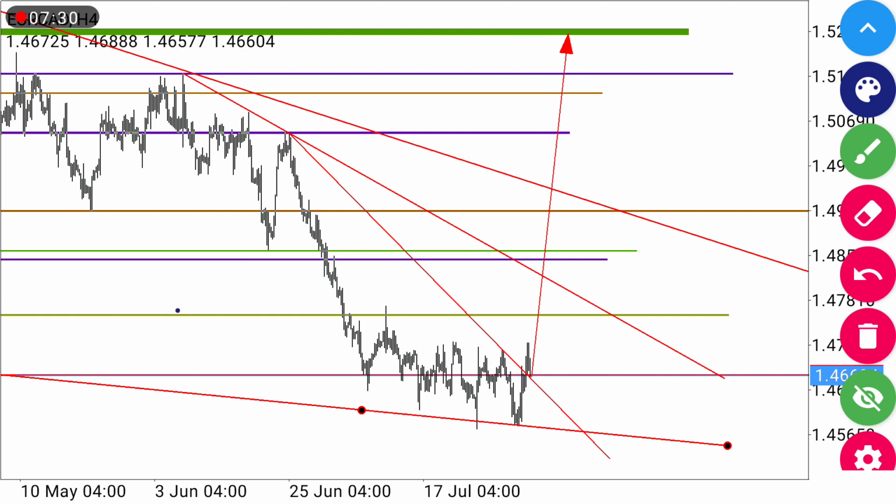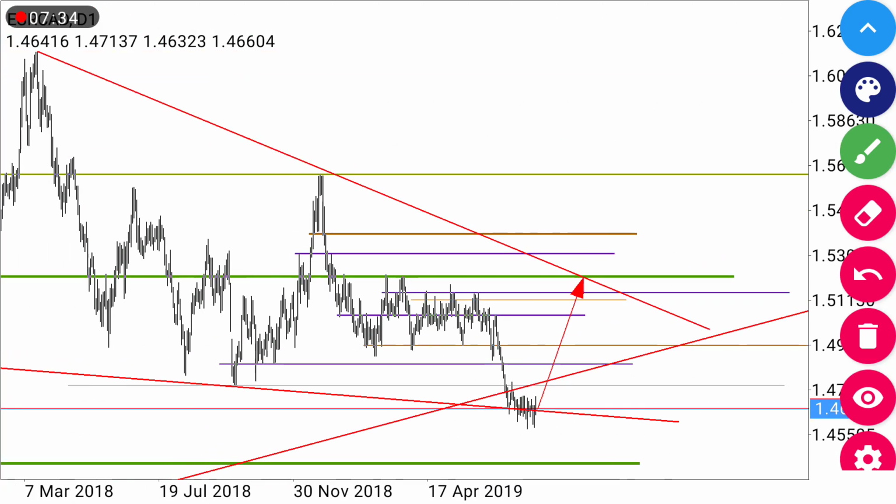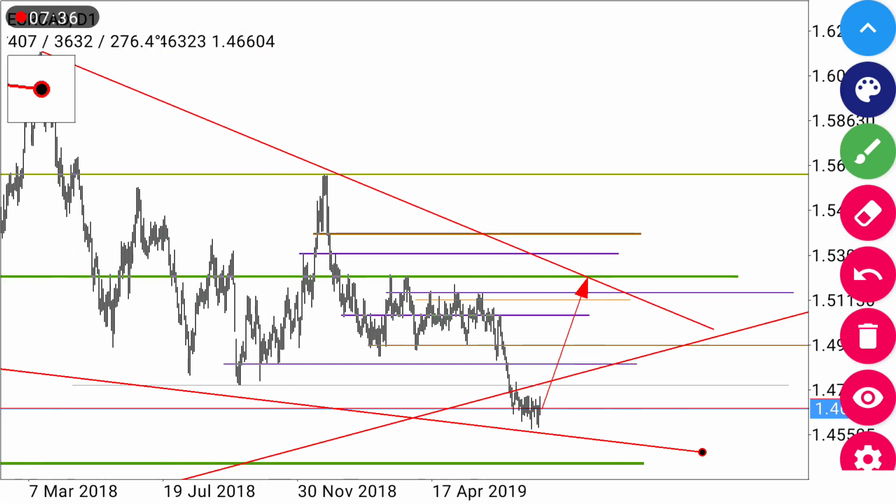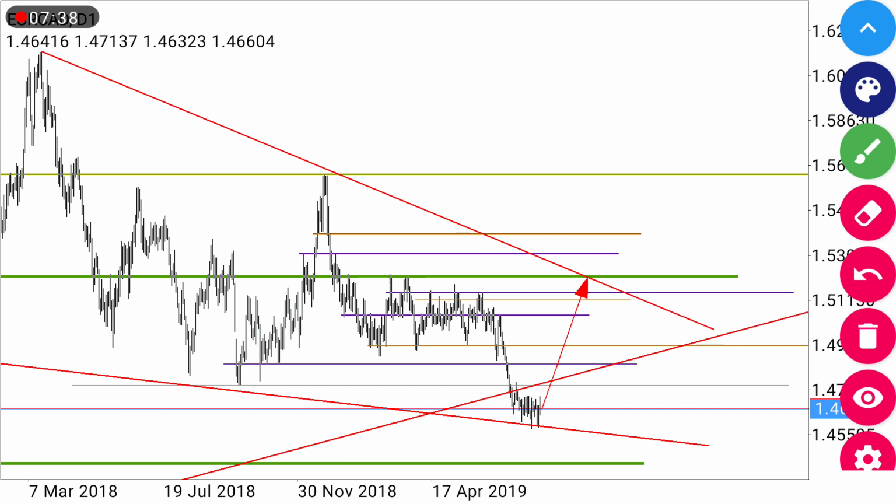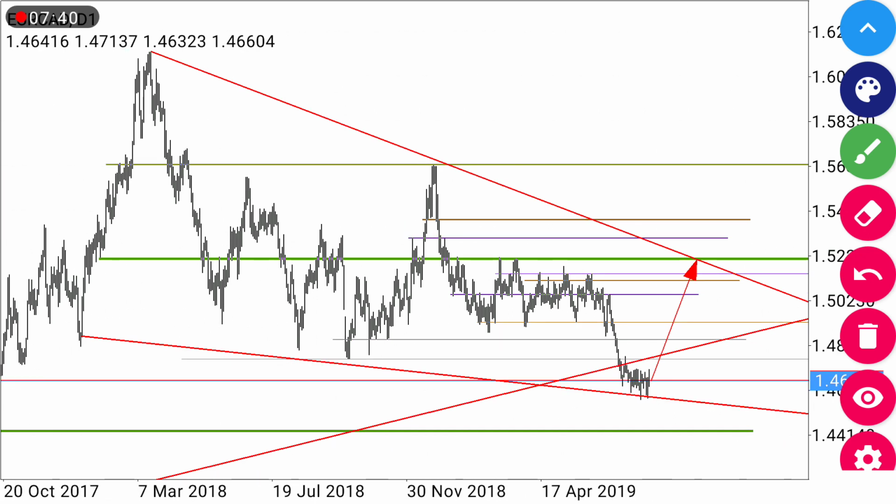When you go back to daily, you can see the market is still moving within a wedge. That is the reason we will continue moving up with it.